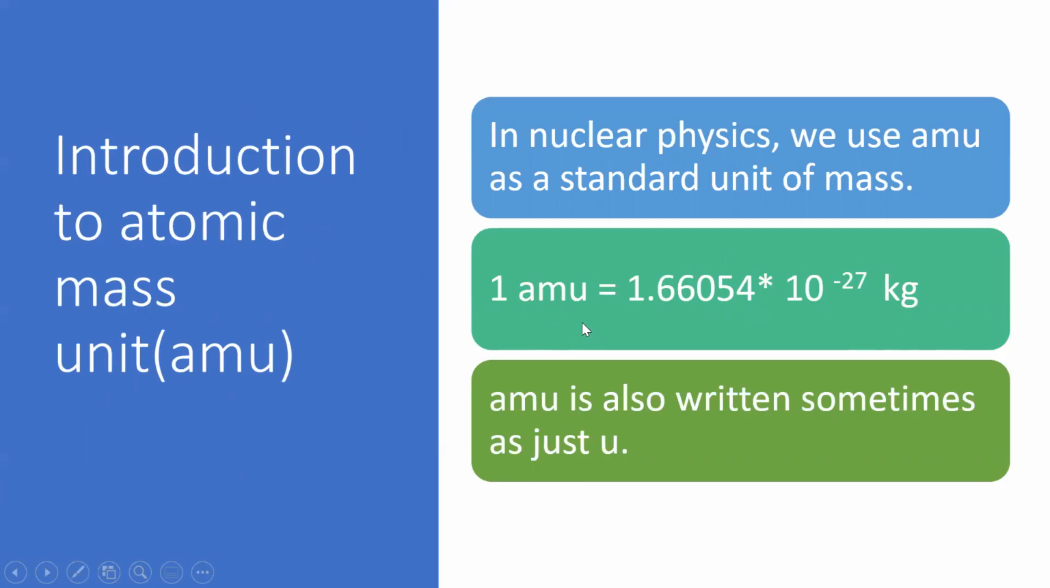So we can see what a small unit the atomic mass unit is, because we are talking about subatomic particles. AMU is also written sometimes just as U. So for example, the mass of a hydrogen atom can be written as just 1.0078 U rather than the full AMU. All right.